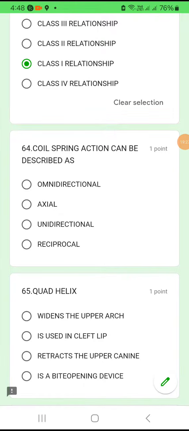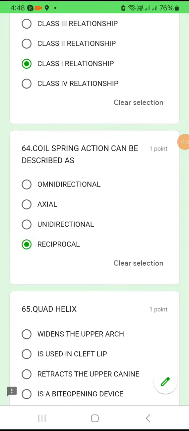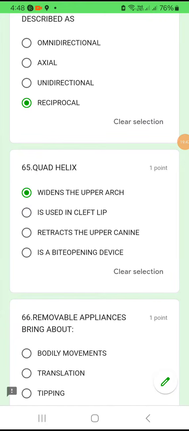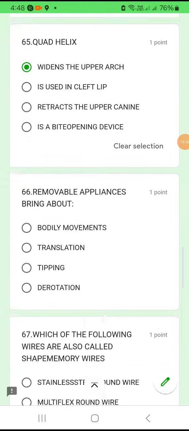64. Coil spring action can be described as what type of action? Omnidirectional, axial, unidirectional, or reciprocal? Coil spring action is described as a reciprocal reaction. Okay. Quad helix will help in what? Will help in widening the upper arch. Is it used in cleft lip? No. Does it retract the upper canine? No. Is it a bite opening device? No. It widens the upper arch. Okay, maxilla.